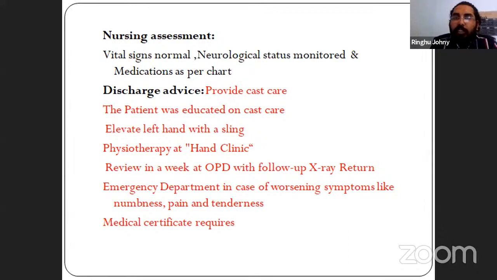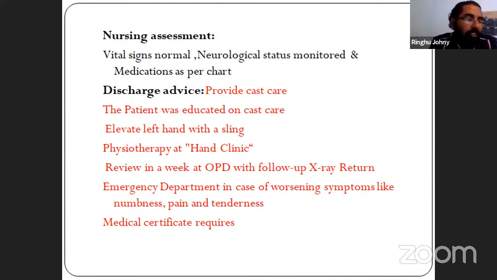The hand clinic, both H and C must be capital. So the second sentence will cover keeping the hand elevated with a sling and attending physiotherapy, both written together. How can we write it? Kindly ensure. Even if you didn't use the connective, that's perfectly fine.